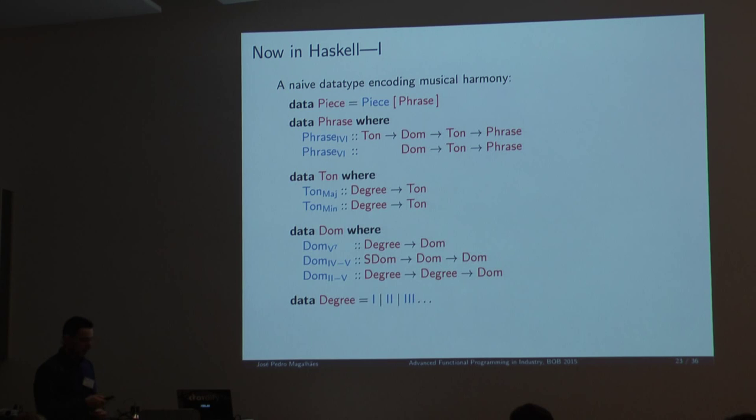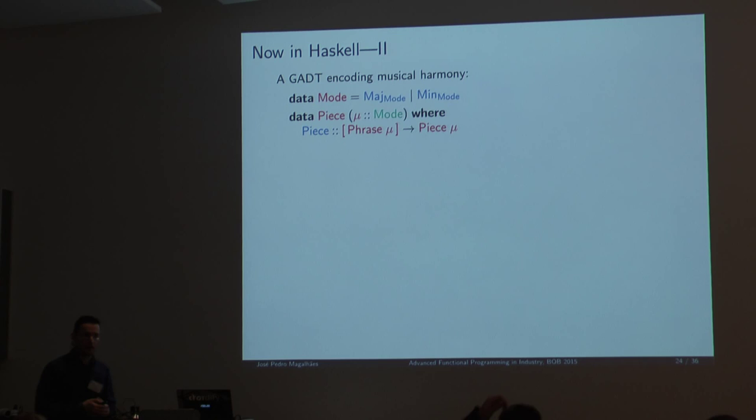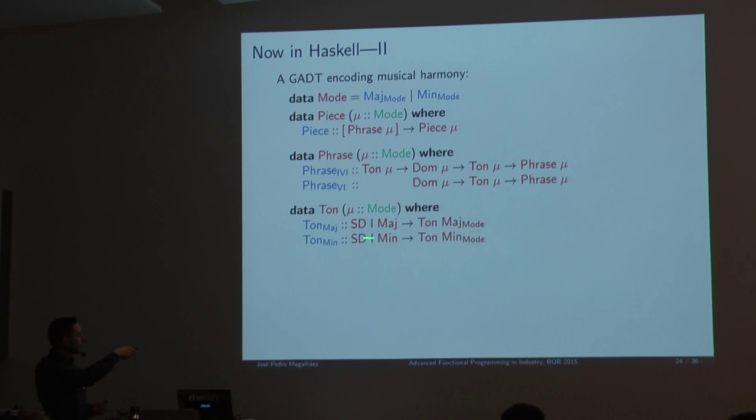Well, we can parameterize our model by the mode, for example. And now we can say, for piece, nothing changes, but for the tonic case, we can see that now the tonic major case only builds tonics in the major mode, whereas the minor case only builds them in the minor mode. And additionally, I can also have an encoding of degrees that says that this is actually the degree on the first root note in major mode, whereas this one is in minor mode.